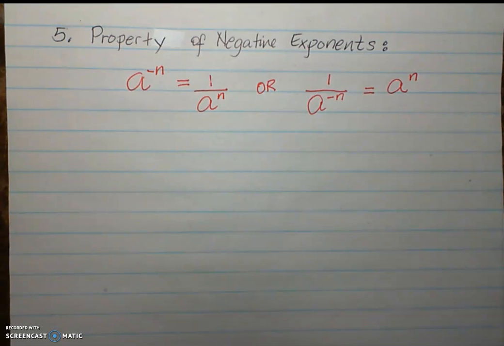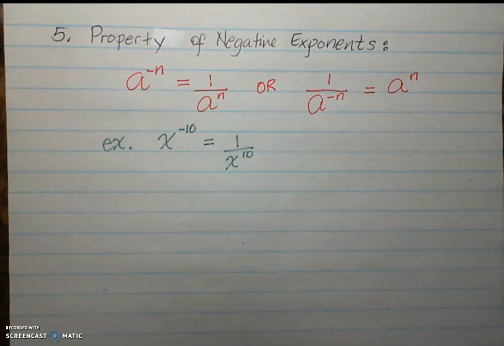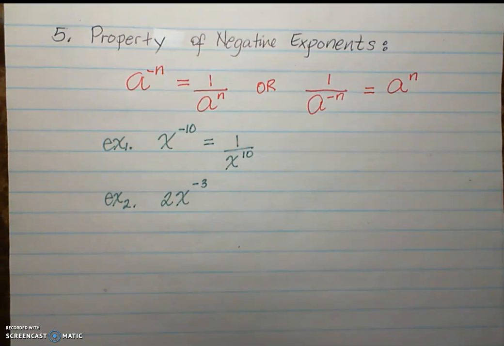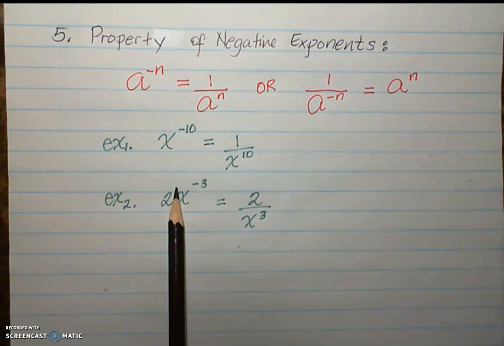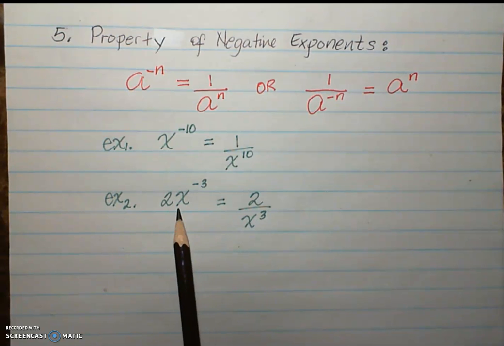Now let's have some examples. x to the negative 10 is equal to 1 over x to the positive 10. Example number 2: 2x to the negative 3 is equal to 2 over x to the power of 3. Let me just explain it to you real quick. Once again, the power of the 2 here is a positive 1, so you're not moving it to the denominator. This is the only part that's going to go to the denominator.